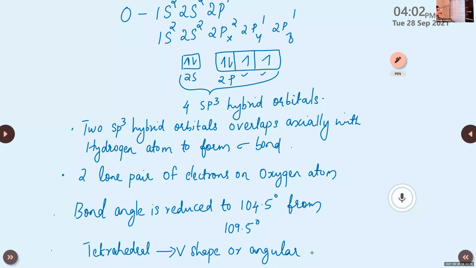But due to the presence of lone pairs of electrons, there will be variation in the geometry and bond angle of these molecules. So 3 molecules: methane, that is CH4, ammonia, NH3, then H2O, water. These 3 molecules have sp3 hybridization, but their geometry and bond angle will be different due to the presence of lone pairs of electrons on nitrogen and oxygen in the case of NH3 and H2O molecules.